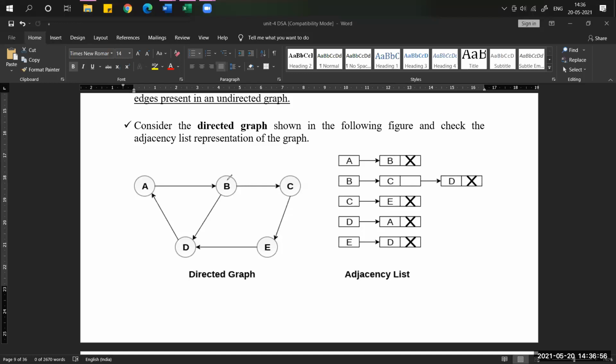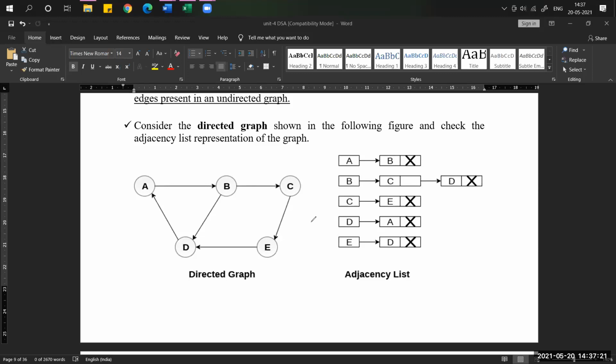But if you take B, there are two outgoing edges. What are those two outgoing edges? One is D and another is C. So you can write like this, B to C, C to D, and this is the last one. That's why we kept the link field as null. So like this you have to fill.